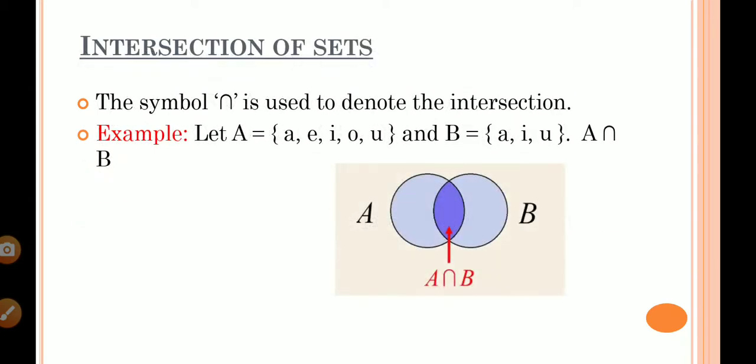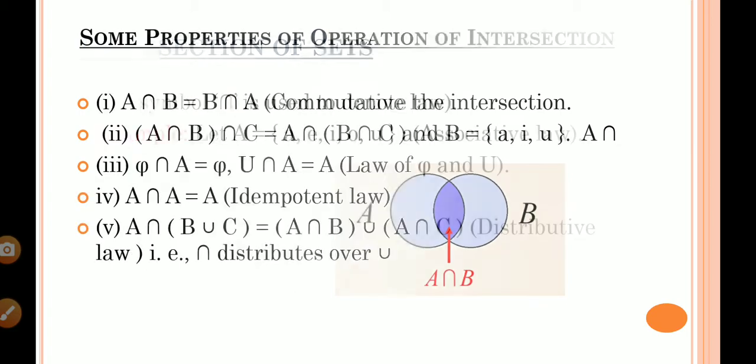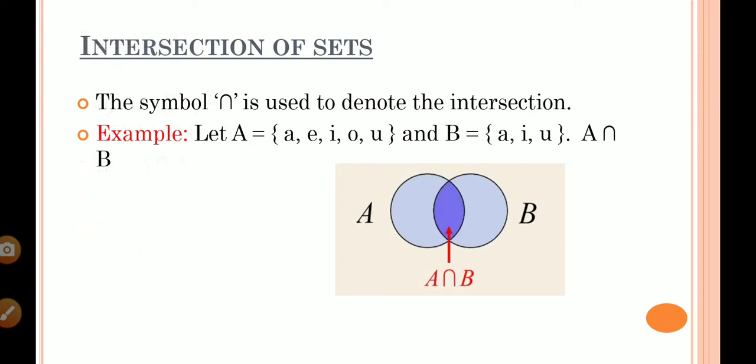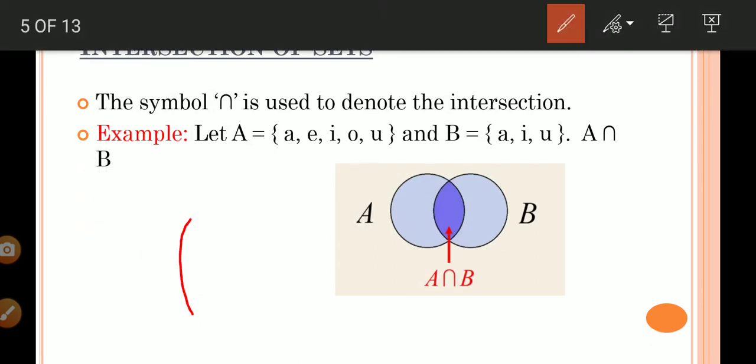Now let us move on to the intersection part. The intersection of sets A and B is the set of all the elements which are common to both A and B. Before that, what is the symbol to represent the intersection? Intersection is represented by ∩, whereas the union is written as ∪. The symbol ∩ is used to denote the intersection.